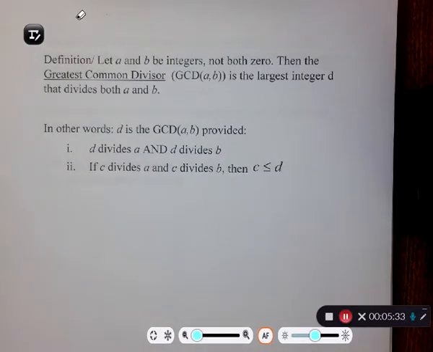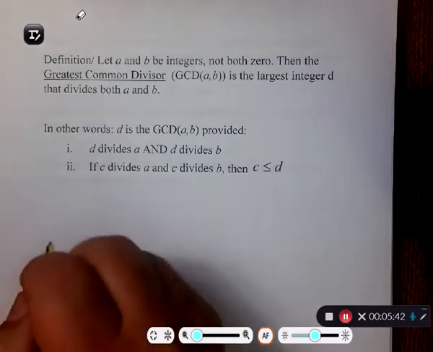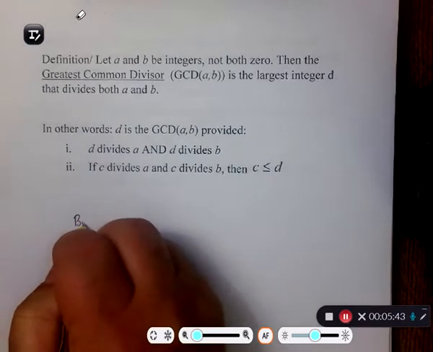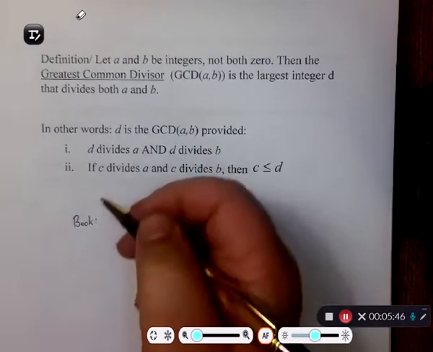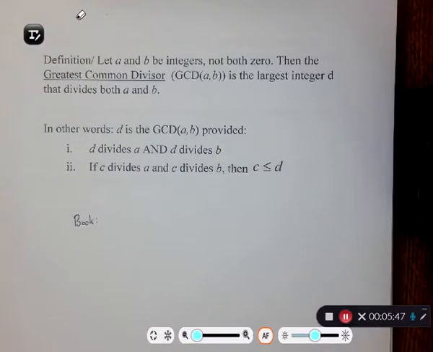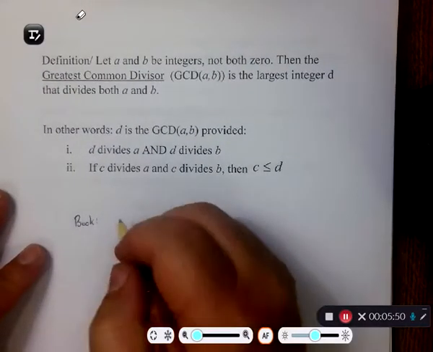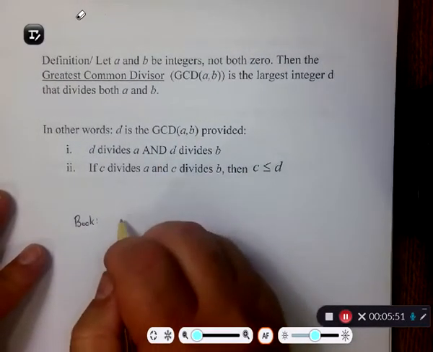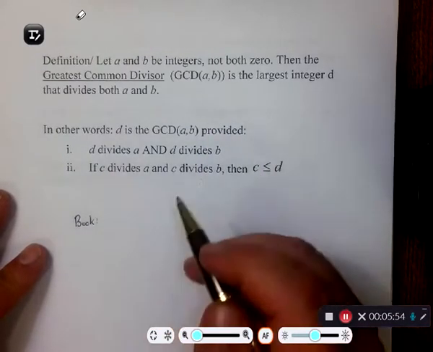So, with that, now let's talk about your book for a second. In your book, Dr. Hungerford's book, we typically write the word GCD. So D is going to be the GCD of A and B.